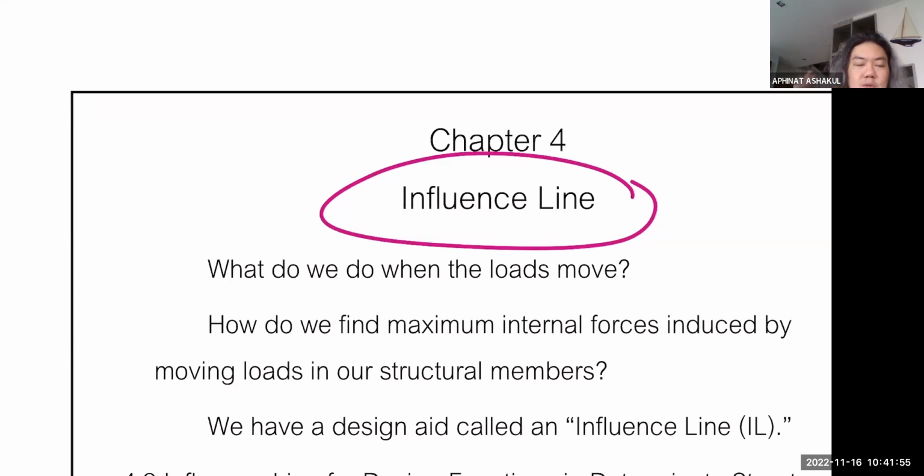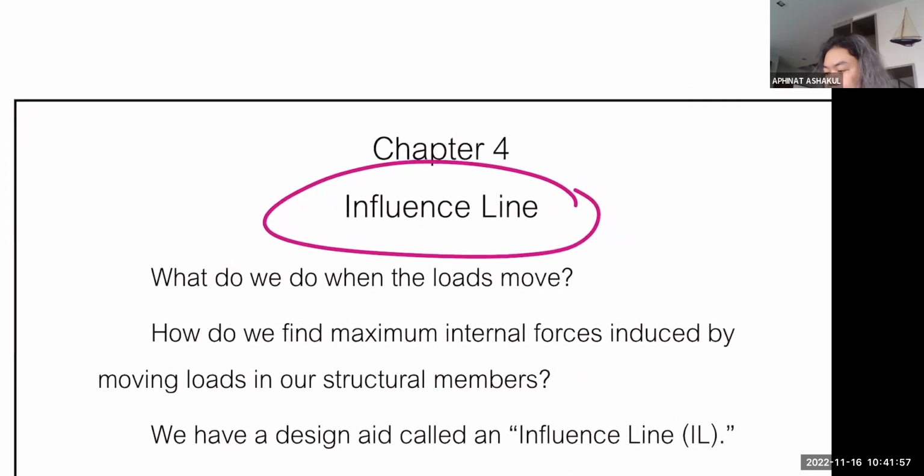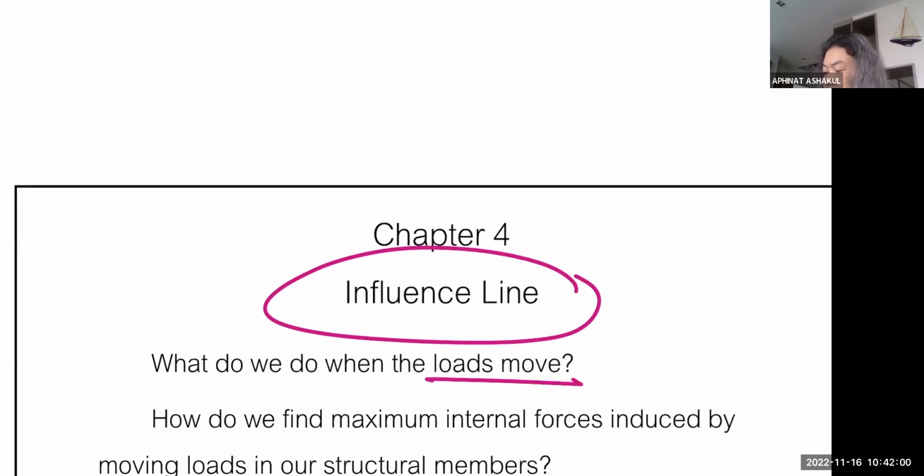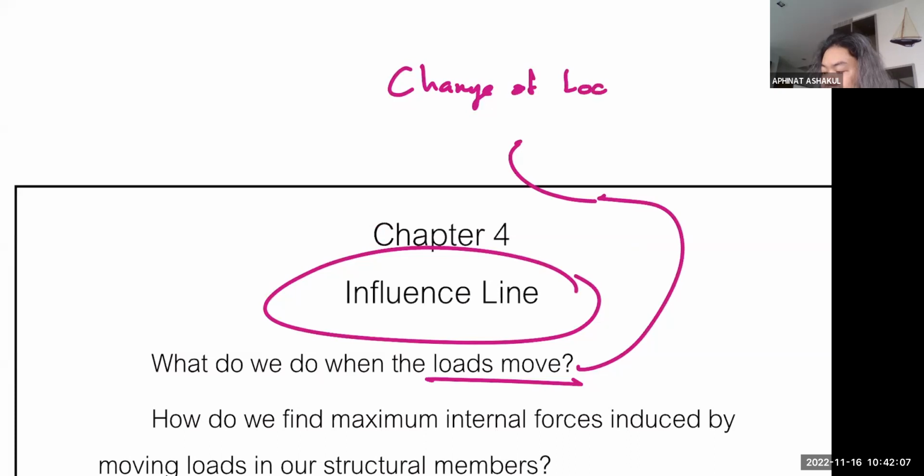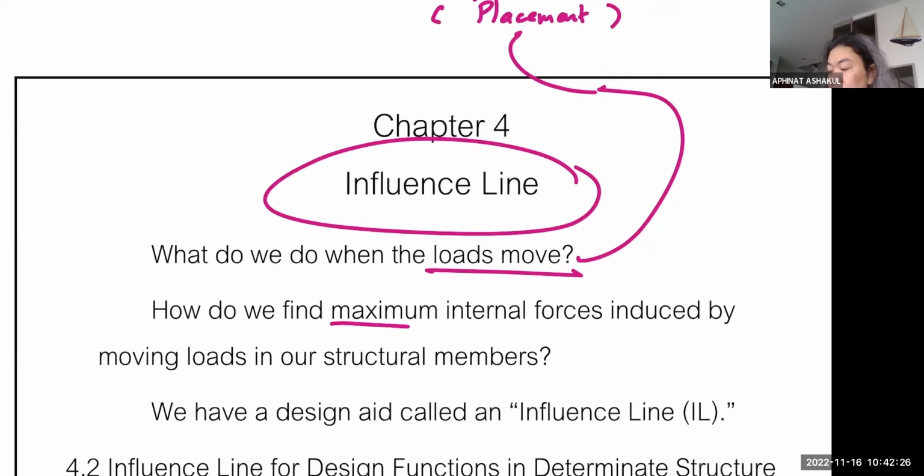Because the load moves, it means the location of the load changes. Another word that you can keep in mind is placement, how the load is placed on your structure. So if the location of the load changes, the placement changes, and the maximum internal force will change accordingly.